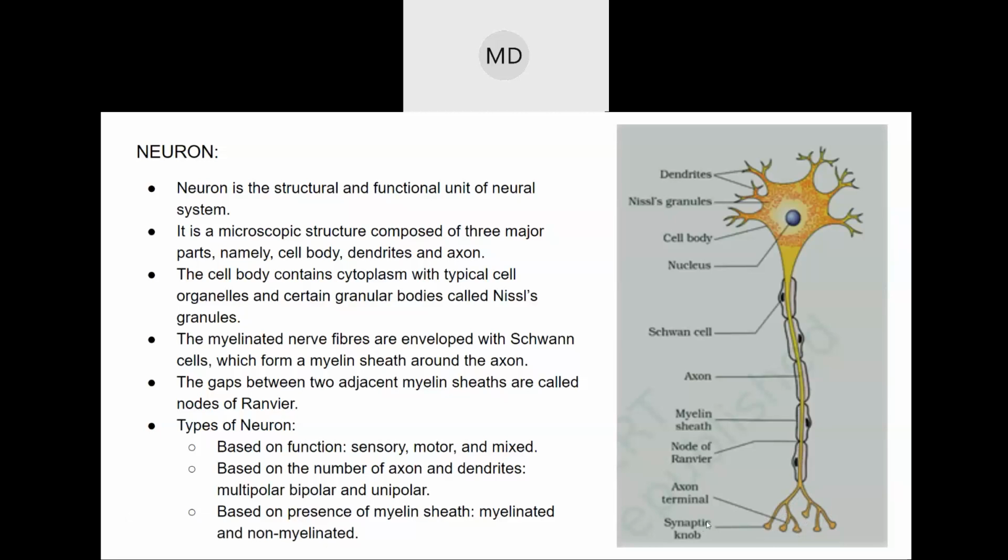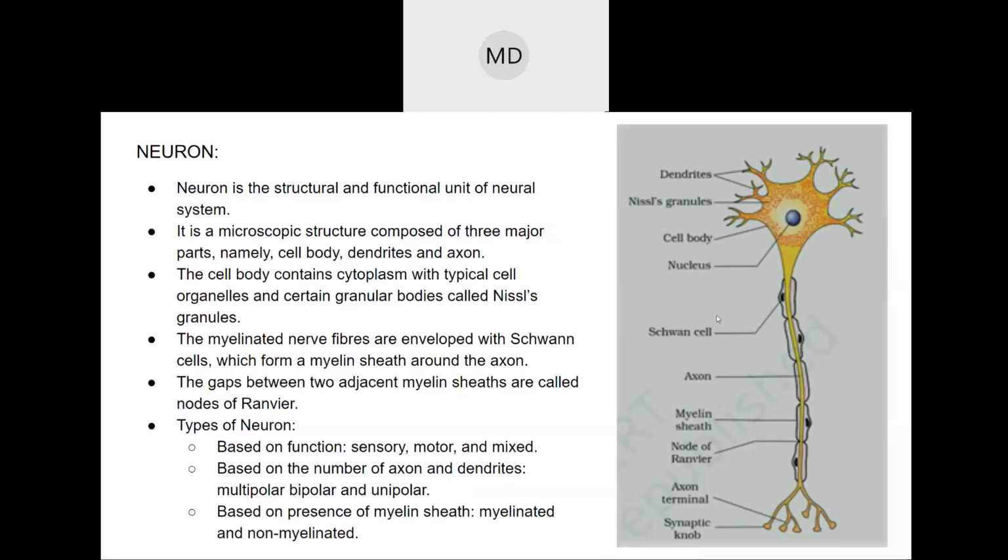Now this covering on top of the axon, you can see, right, this is known as the myelin sheath. And this blackish portion is known as Schwann cell. This is a small cell that is known as Schwann cell.